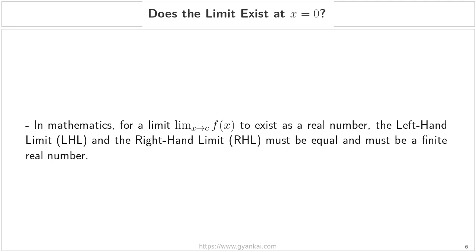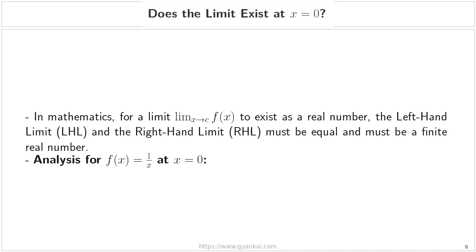Now that we have analyzed the behavior of the function from both sides, let's address the critical question. Does the limit actually exist at x equals 0? To start, let's review the general mathematical requirement for a limit to exist. For the limit of f of x as x approaches c to exist as a real number, the left-hand limit and the right-hand limit must be exactly equal to each other, and they must both result in a finite real number. Let's apply this criteria to our specific function, f of x equals 1 over x, as x approaches 0.